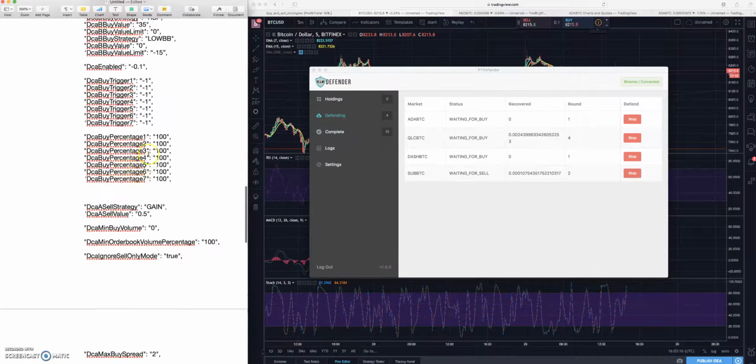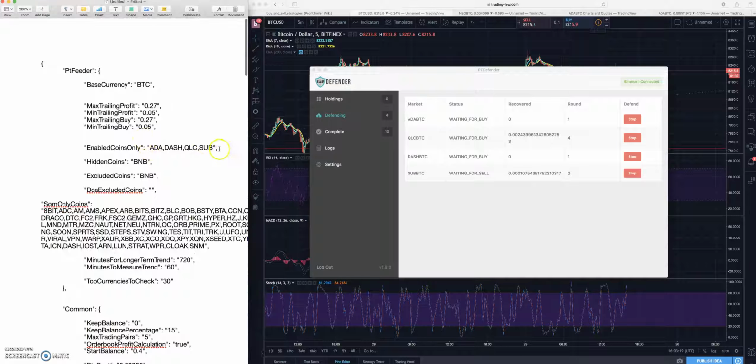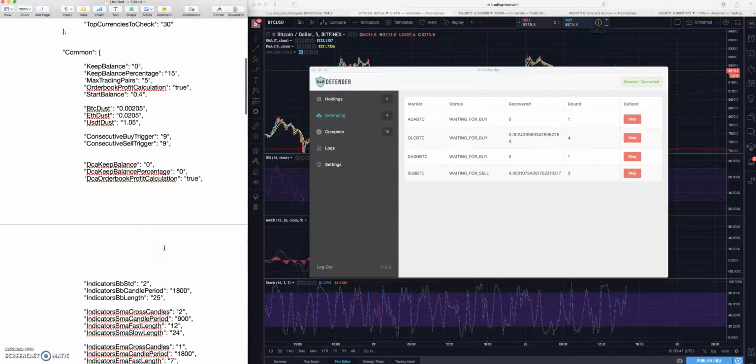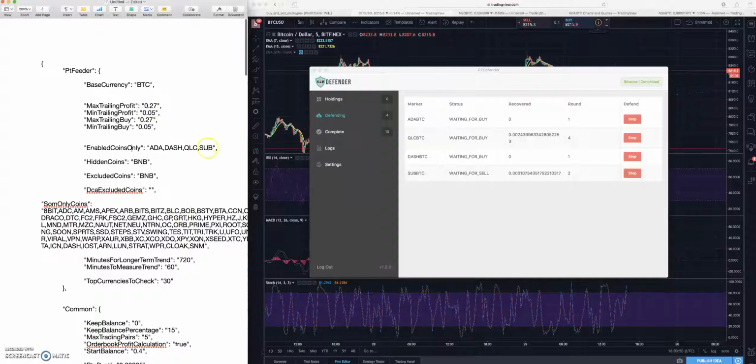The settings that I released last, the reason I'm using these enabled coins only is because these are the coins that I have in my bags, right? These are the bags that I'm holding. I don't want Profit Trailer buying random other coins while I still have big bags to get rid of. So I'm using enabled coins only to tell Profit Trailer to just buy these 4 coins. It's pretty simple. And that's the reason that I put the min buy volume to 0. If you're using enabled coins only, you don't need to worry about the min buy volume. I mean, maybe you do.